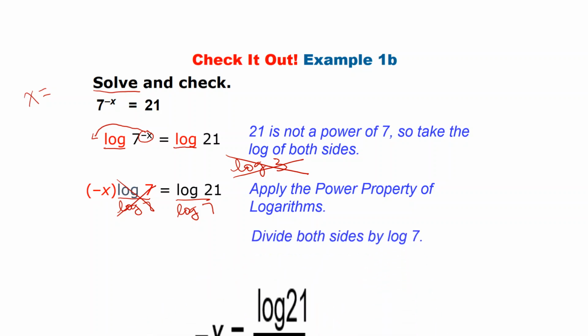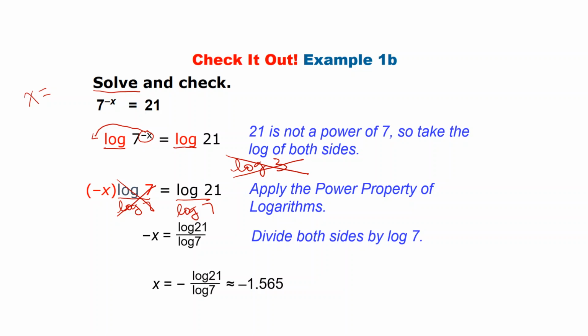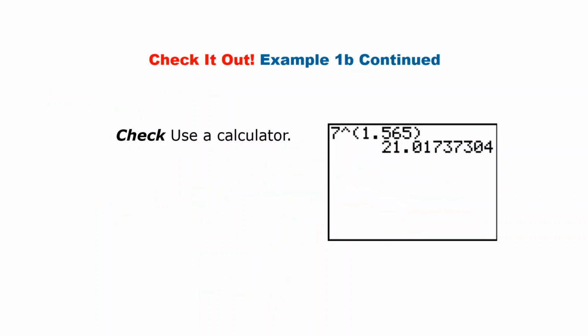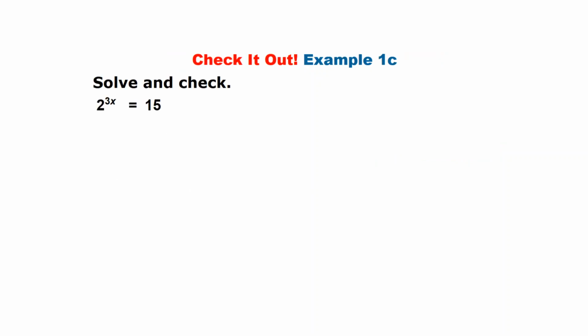And when you do that, you end up with negative x equals positive 1.565, and then when we multiply by negative 1 on both sides, we end up with x is approximately negative 1.565. All right, so when we put it in our calculator, notice again it equals 21, but not exactly 21, but that's okay. It's pretty close to what we wanted. All right, so that's our solution.